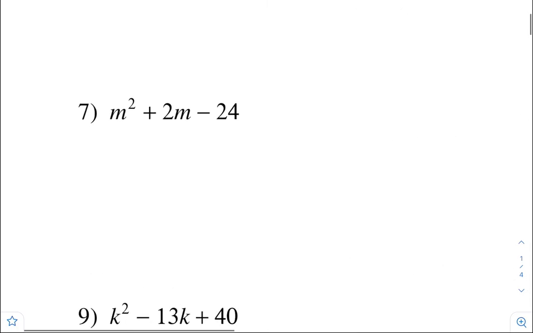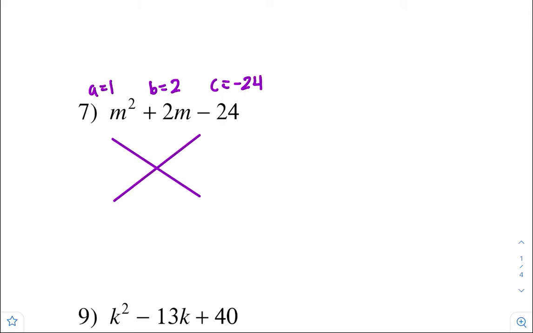Let's try number 7. For number 7, your first coefficient, your a, is 1. Your second coefficient, your b value, is 2. And your third coefficient, your c value, is negative 24. Now when you do your x method, a times c, the first coefficient times the third coefficient, is negative 24, and your b value, the second coefficient, we put at the bottom. So we have to think: what two numbers multiply to give us negative 24, but when we add them give us 2?